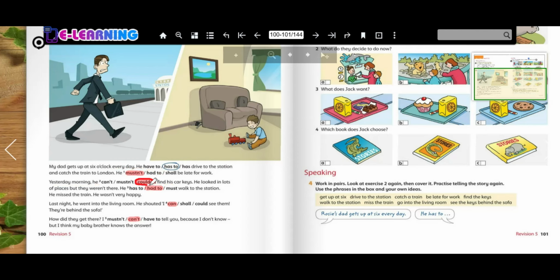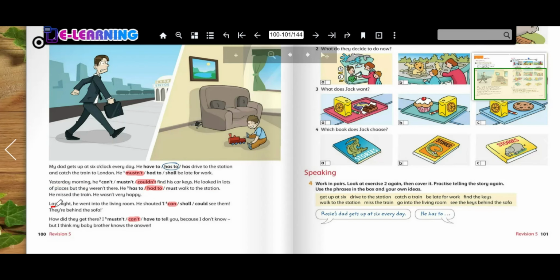So why do we use couldn't? Because you can see yesterday morning. It's in the past. That's why we use couldn't. And next one. "He looked in." Why do we use had to right here? Because it's still talking about yesterday morning, right? Still in the past. So that's why we use had to.